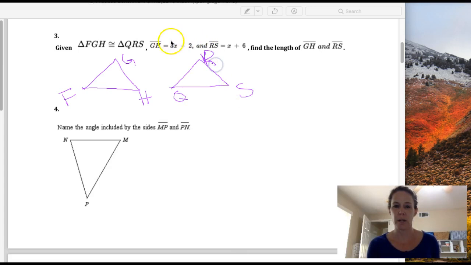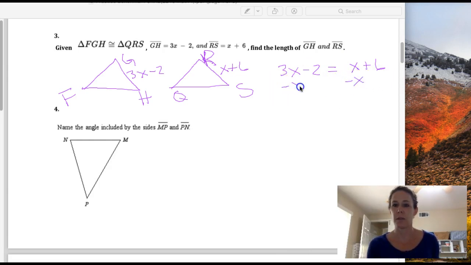And we're given that GH, this side right here, is 3x minus 2. And we're given that RS is x plus 6. Now, since these 2 triangles are congruent, we know all of their parts are congruent. So this line is going to be congruent to this line. So all we do is set them equal to each other in length. We're going to go 3x minus 2 equals x plus 6. And we're going to solve for x.